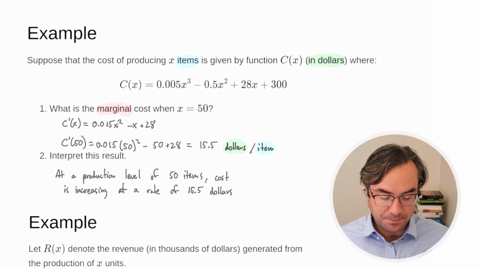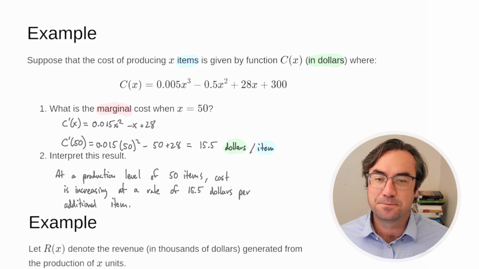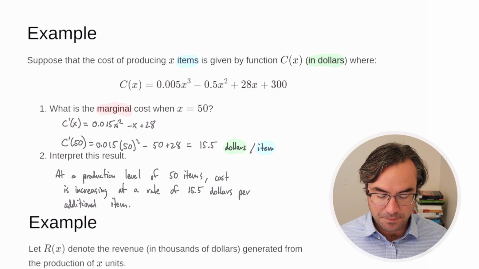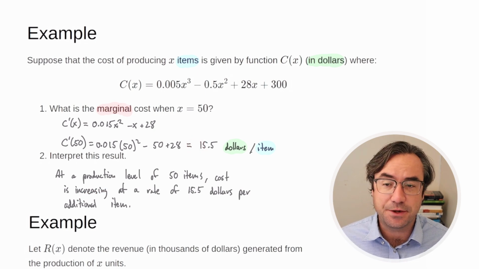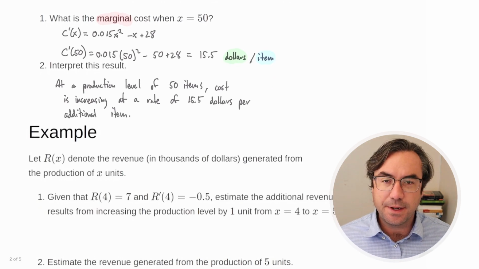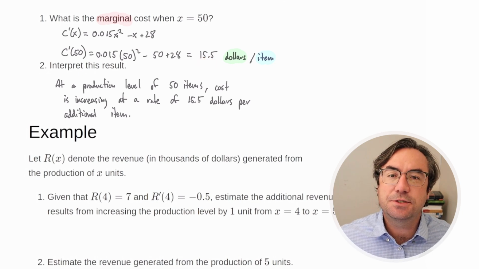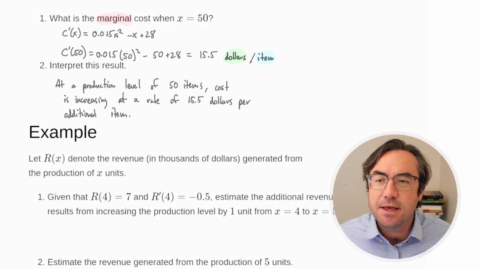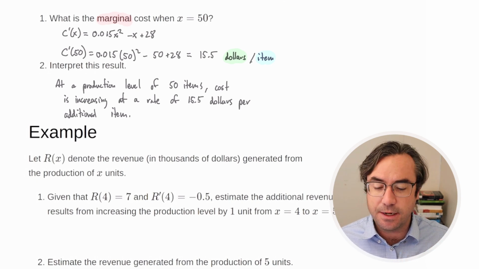$15.5 per additional item. And again, we know it's increasing because this derivative value is positive. One other interpretation of this, another way to phrase this, is that the derivative gives us a way to predict what would happen if we were to increase production by one additional item.